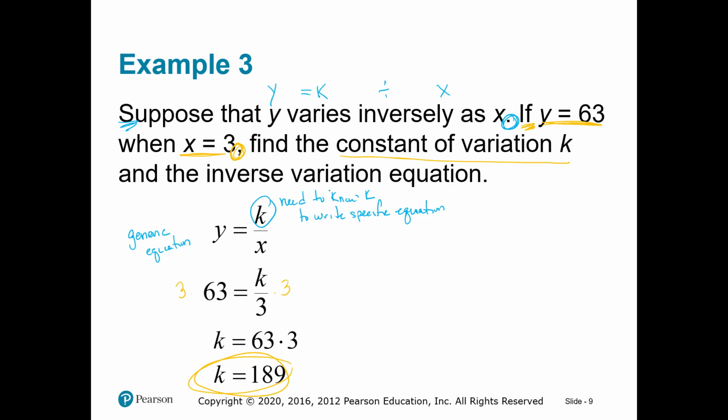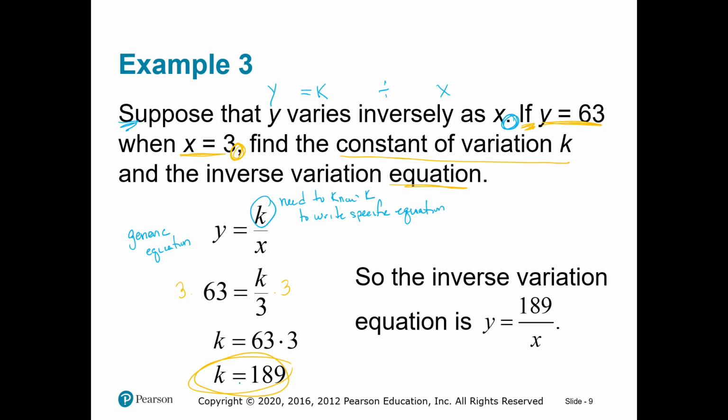And now they actually want the equation itself. So check this out. Since you have the k, couldn't you just substitute that in? So now that you've substituted it in, this is the specific equation for this problem. They could give me the value for y, I could find x. They could give me x, I could find y. All right? Okay, let's look at another one.